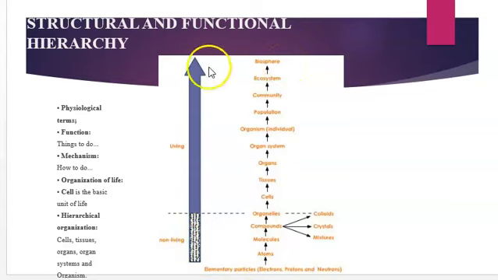These are the different terminologies used. In hierarchical organization, the cells, the tissues, the organs, organ system and the organism are what we are going to study. Cell is the basic unit of life, where the living organism starts. The first unit is the cell.